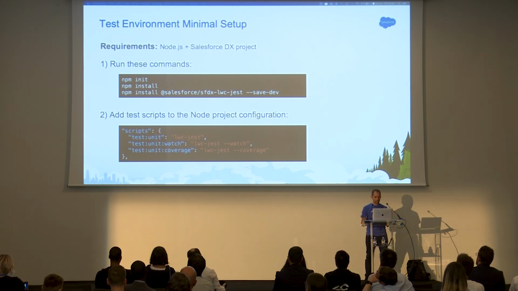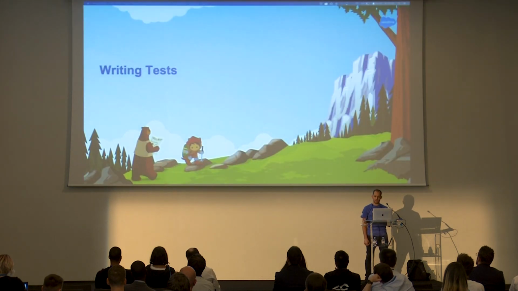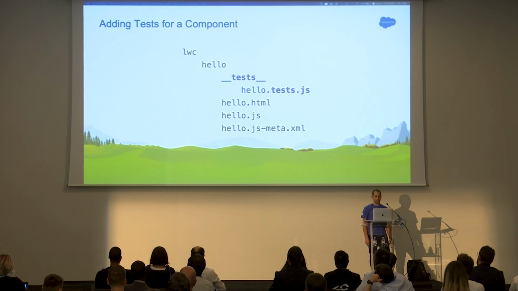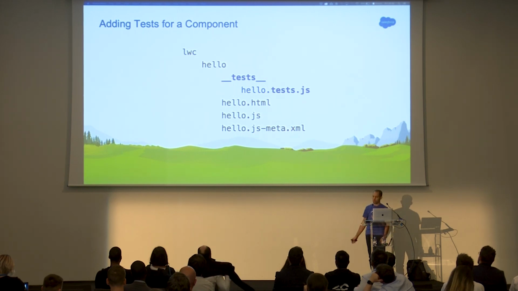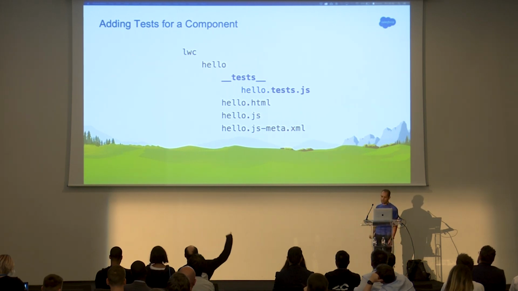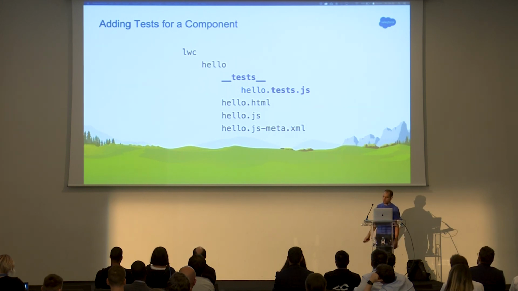Now, that's how you set up the environment. Now, let's see how you actually write those tests. To write the tests, it's actually very easy. There's a common folder structure that you have to follow. When you're working on a DX project, there's a top-level folder called LWC, which contains all your Lightning Web Components. Here, what we're looking at is a hello component. And this hello component has the standard files: a HTML, JavaScript, and JS meta file, which contains the metadata for the file. And then there are these two extra bits.